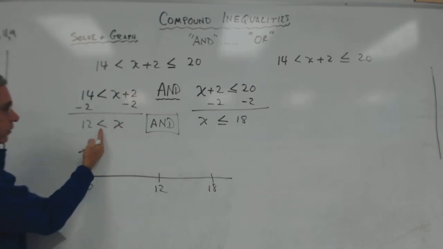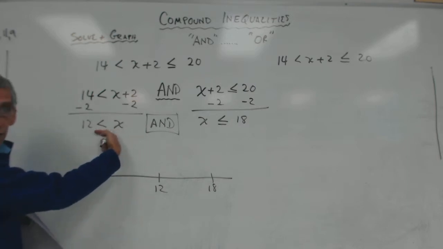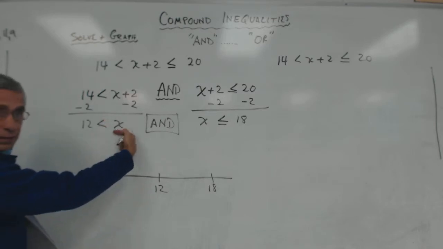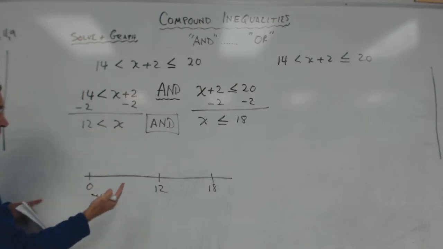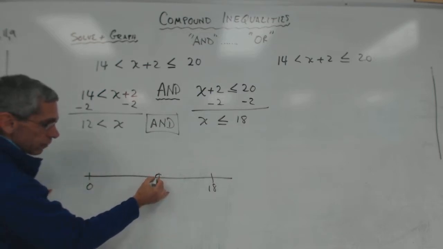So I'm going backwards. Even though that's a less than sign, I'm going to read it as x is greater. You see why? Because the big mouth is facing the x. X is greater than 12, right? Does it equal 12? No. So it's got to be a solid.